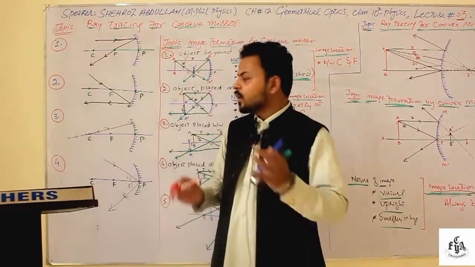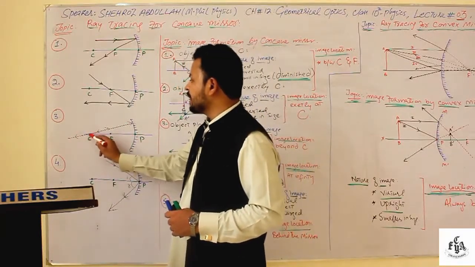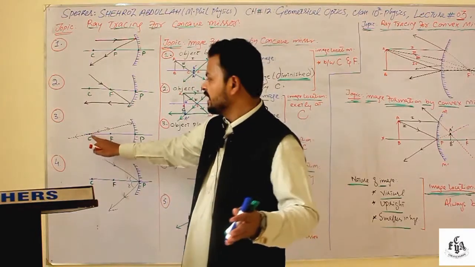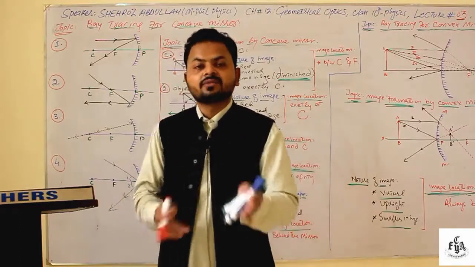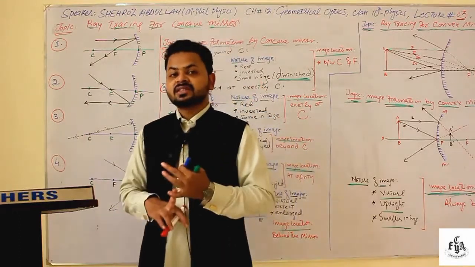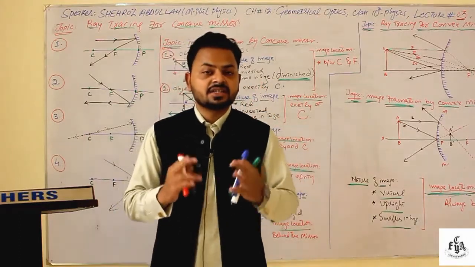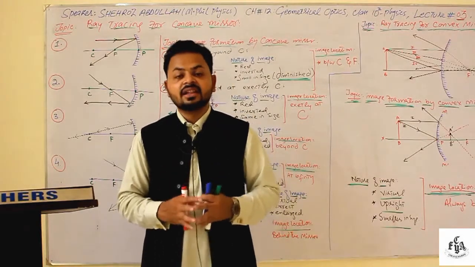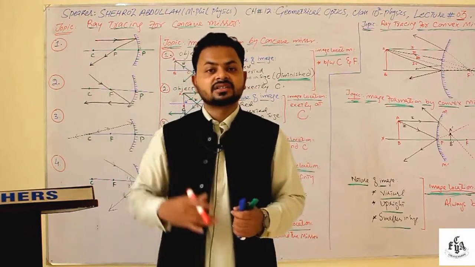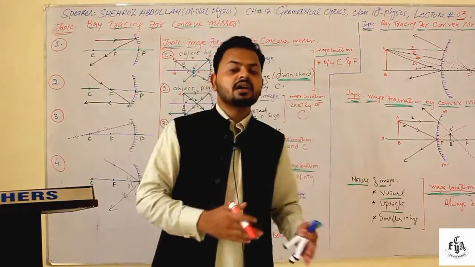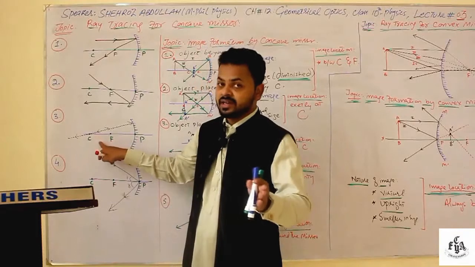Third, whenever a ray is coming and passing through the center of curvature, it strikes the mirror and comes back, and it will follow the same path from where it came. The property of the center of curvature is that it doesn't show any deviation. It will never show any deviation. If a ray is coming and passing through the center of curvature, it will come back along the same path and never deviate.